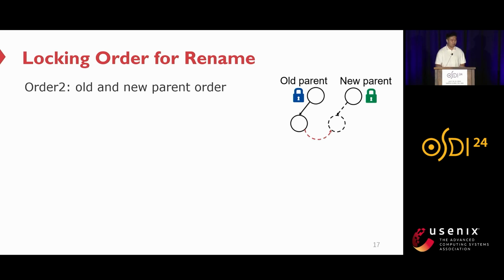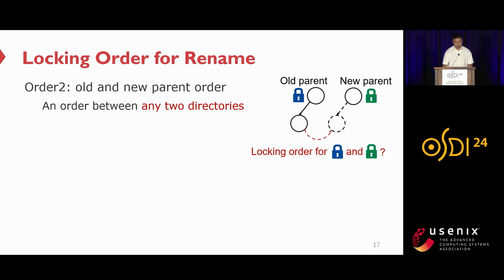The second order that we focus on is in rename. Simply speaking, what rename does is to move an inode from its old parent to a new parent. Rename needs to take the locks of both parents to ensure atomicity. This order has the following design considerations.